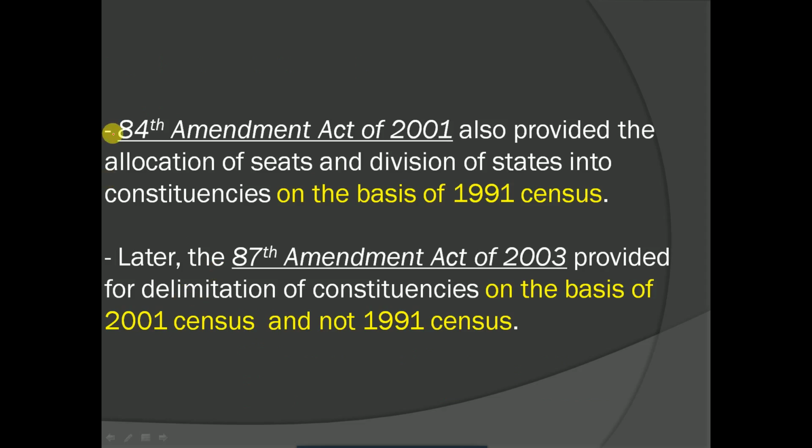The 84th Amendment Act of 2001 also provided for the allocation of seats and division of states into territorial constituencies on the basis of the 1991 census. But later, the 87th Amendment Act of 2003 provided for the delimitation of constituencies on the basis of the 2001 census and not on the basis of the 1991 census.